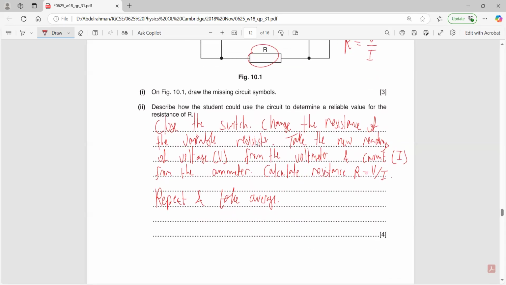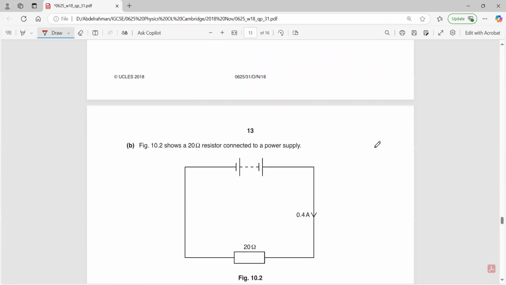Close the switch, change the resistance of the variable resistor, take the new readings of the voltage from the voltmeter and the current from the ammeter. Calculate the resistance R equals V over I. Repeat and take average. Yeah, moving on to the next question.